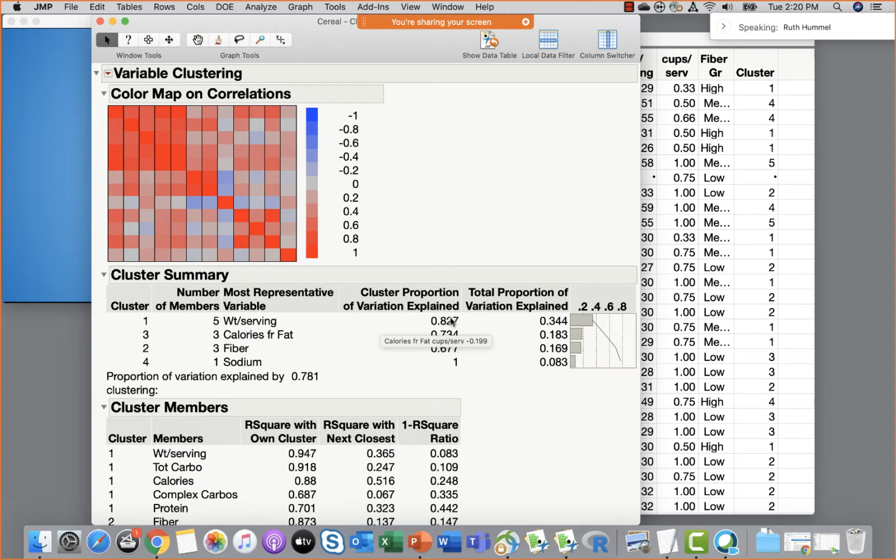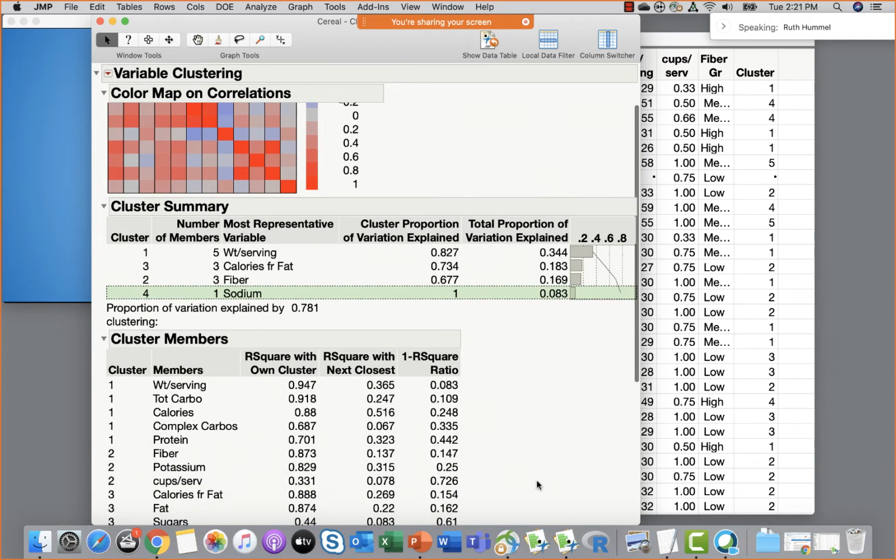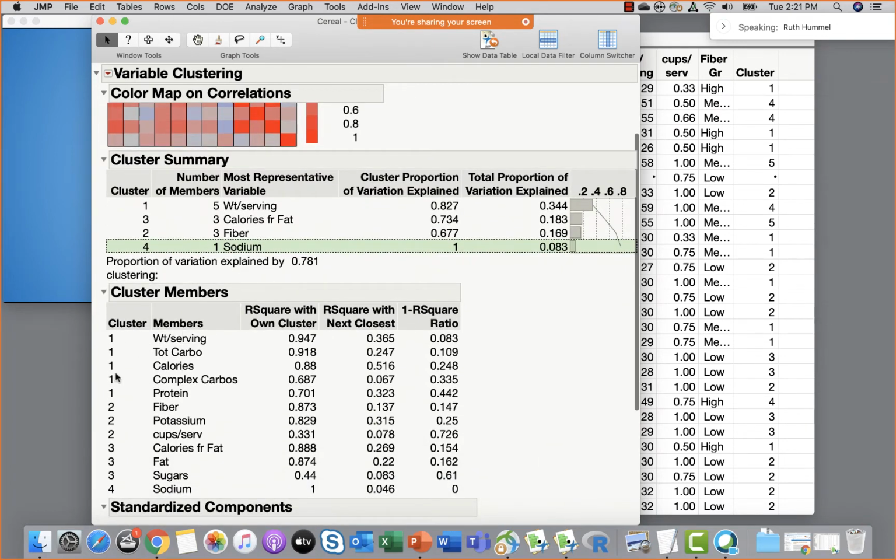We're able to explain 82.7% of the variation in the cluster with this cluster. And then the next cluster, cluster 2, has 3 members, and fiber is the most representative. Cluster 3 has 3 members, and calories from fat is the most representative. And then sodium just has the 1 member, so it's able to explain all of its own variation. But it really doesn't explain that much extra variation. So here again, we see who gets to belong to each cluster.